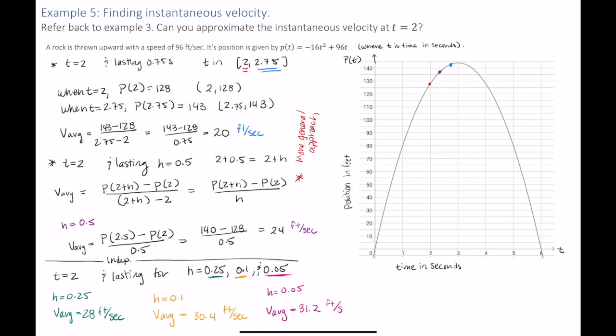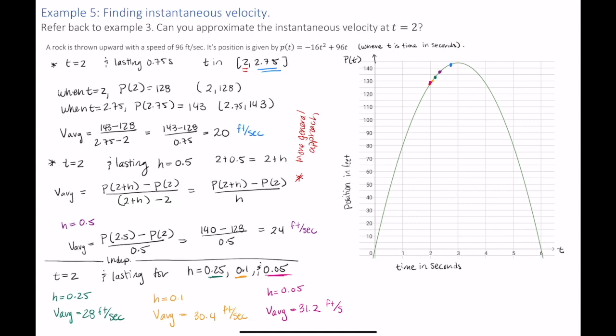Okay, you should have gotten these values. When the time interval lasts for 1/4 of a second, we have an average velocity of 28 feet per second. When our interval lasts for 1/10 of a second, we have 30.4 feet per second. And when our interval lasts for 1/20th of a second, we have about 31.2 feet per second as our average velocity. And if you see, these are approximately where those points are located on the graph. Our first secant line would be about here, and our second secant line is starting to get pretty close to the tangent. Here's the tangent we want, and our second secant line is really, really close.